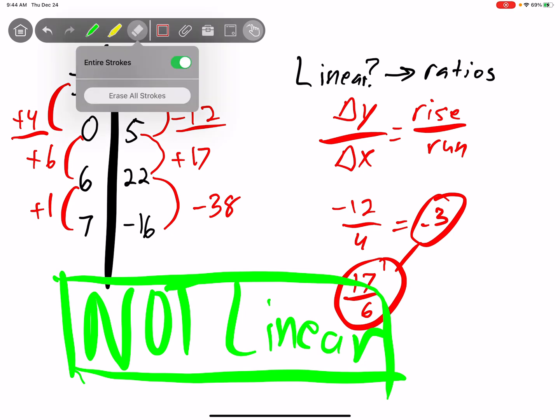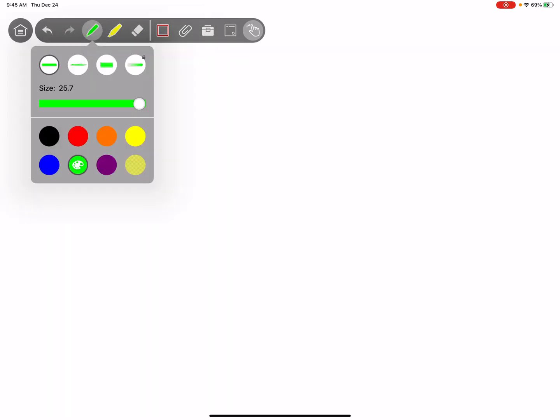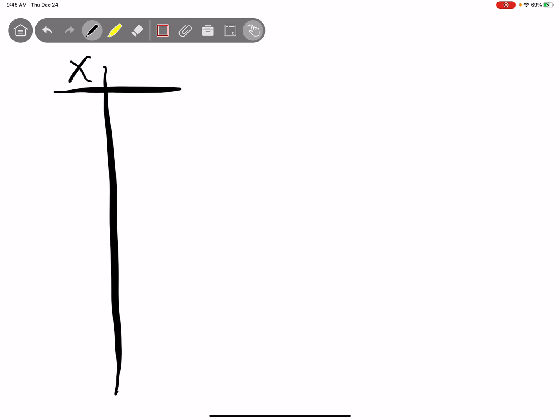Let's try another one. Let's say we do this one. Start with -9. Let's go to 6, negative.